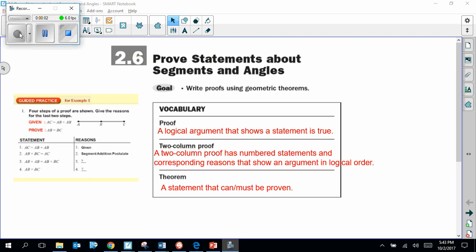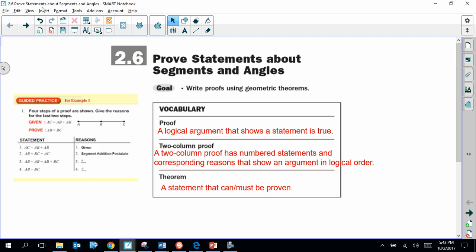Hey everybody, this is Mr. Piercy. What we're going to be looking at in this video is how we're going to use proofs to show why a statement is true. The main way that we show statements to be true, meaning how we write a proof of something, the main way that we do it in geometry is actually with something known as a two-column proof.